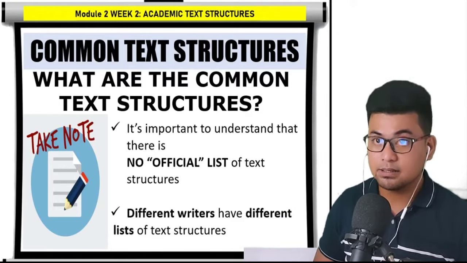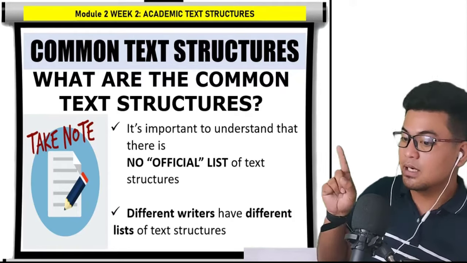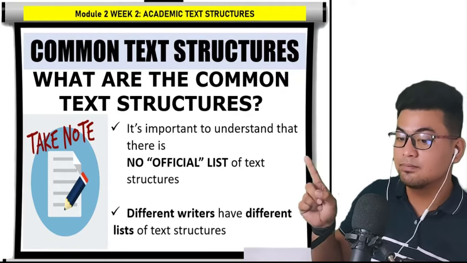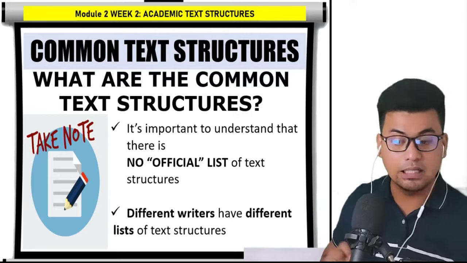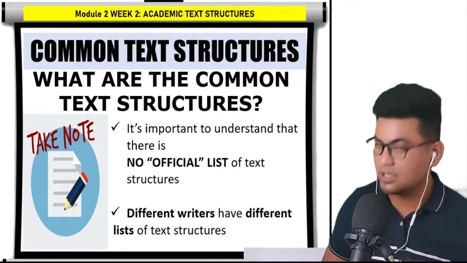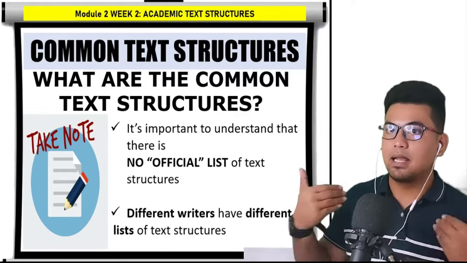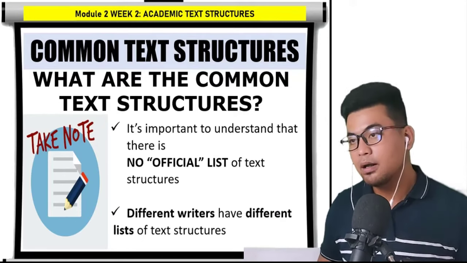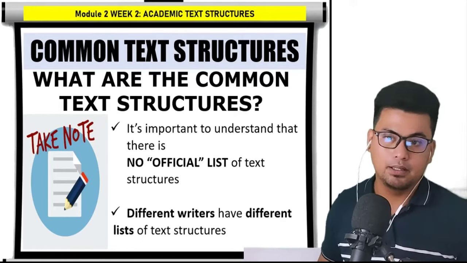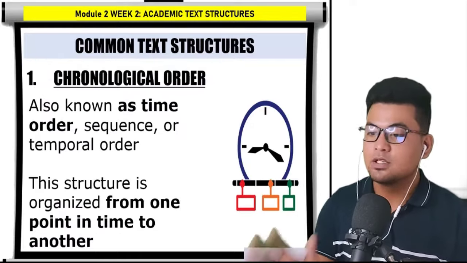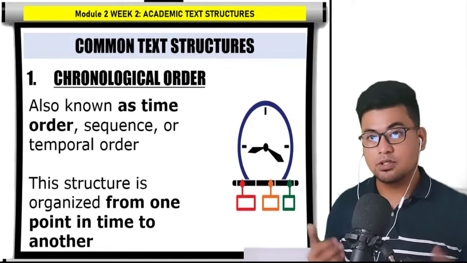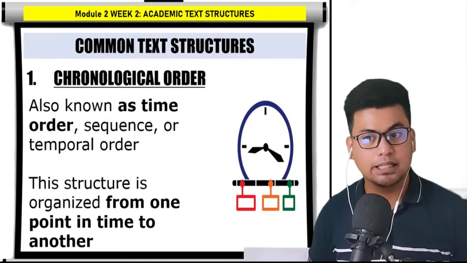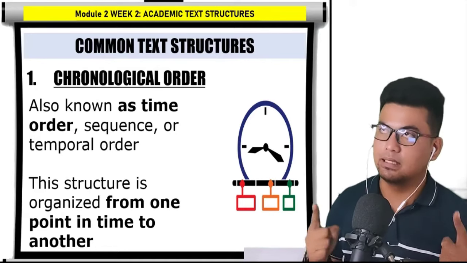Because of this, different writers have different lists of text structures. Remember that. I may have 9, other teachers might have 2 or 3 or 4. It depends upon the writers. Alright?